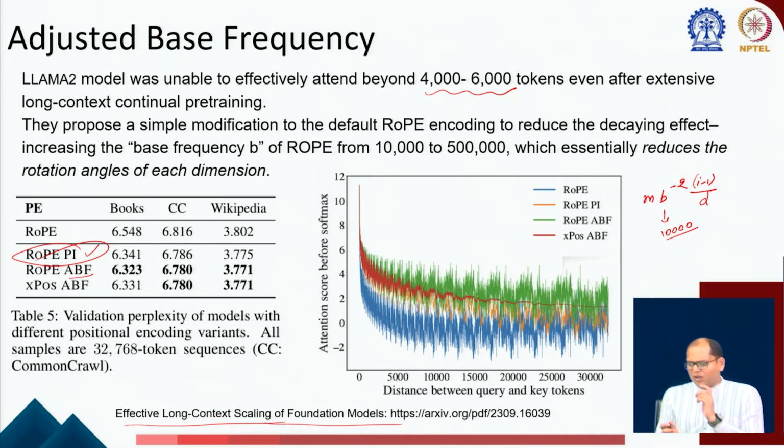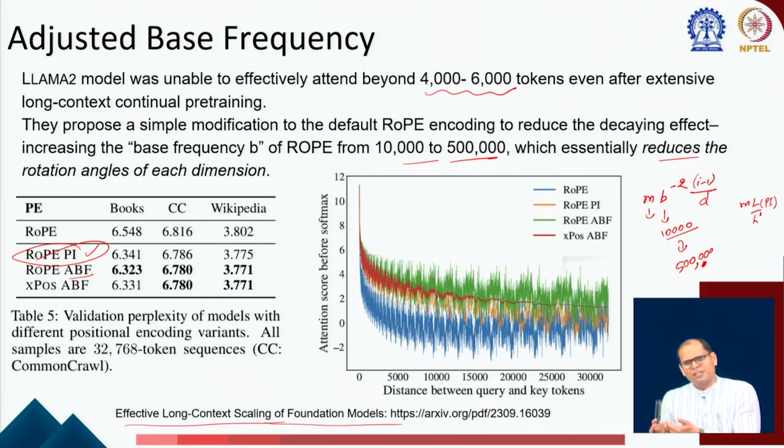Now, one way I can reduce the angle is by changing m. So I can change m to m L by L prime, that was PI. Another is I change the base itself, which will also reduce the effective rotation. This adjusted base frequency changes this 10,000 to a large value, 500,000, which is what they used. You can actually derive a formulation on how to change it based on the new length, but they did this particular change, and this reduces the rotation for each dimension.